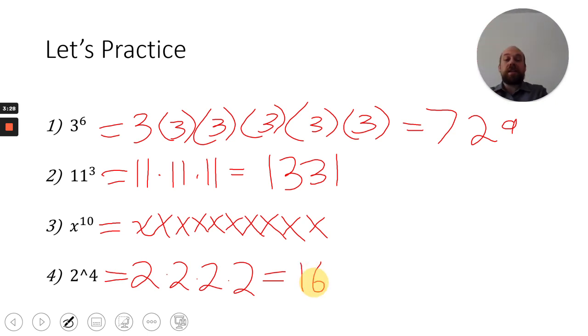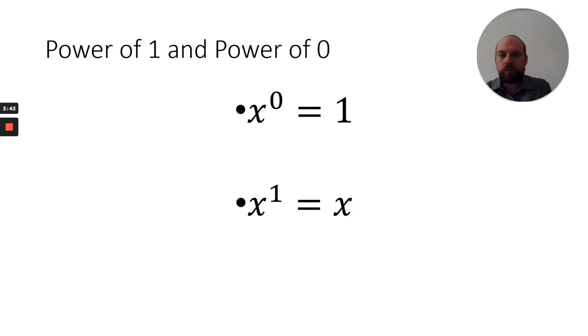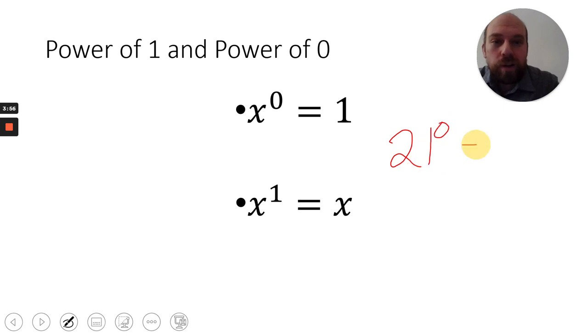So those are some basic examples where we only have positive exponents. But what about exponents of 1, 0, and negative numbers? So let's first look at 1 and 0. So x to the 0, or any number to the 0 power, is always 1. X to the first power is always itself. So if we had 21 to the 0 power, that would be 1. But if we had 122 to the first power, that would be 122.